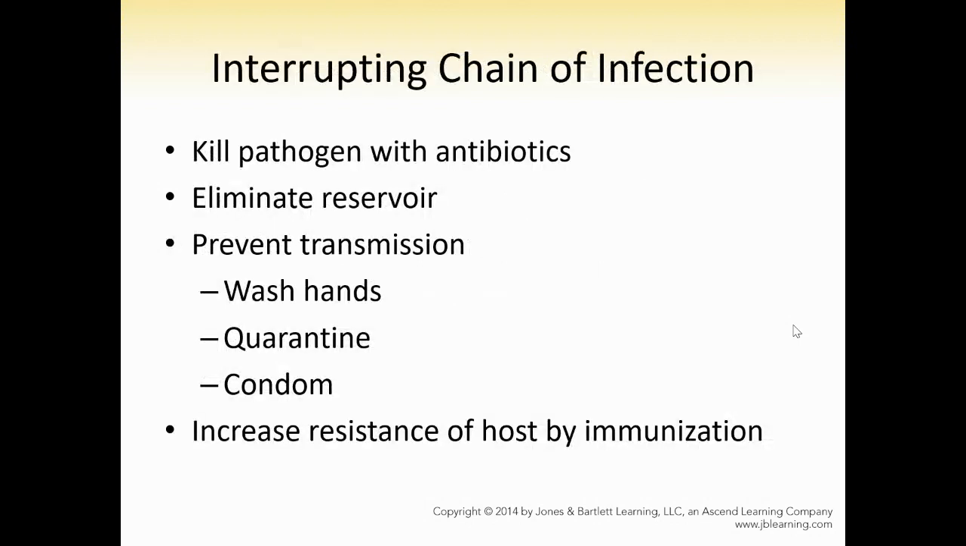So when we interrupt the chain of infection, we, in fact, reduce the rates of transmission. Here are the different ways that we can interrupt the chain of infection. We can kill the pathogen with antibiotics. We can eliminate the reservoir where it lives. We can prevent transmission by washing hands, quarantining, using condoms. And we can increase resistance of the host by immunization.